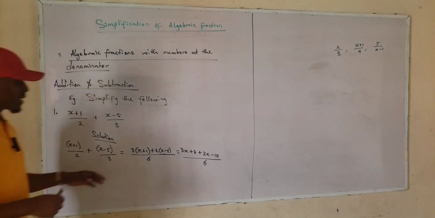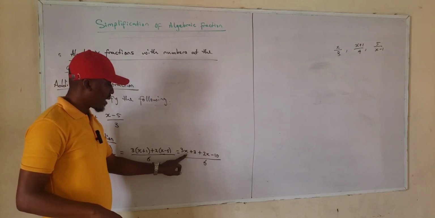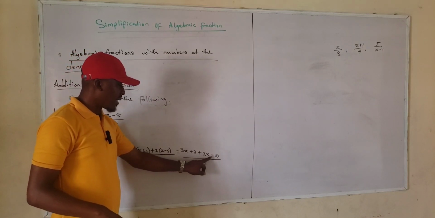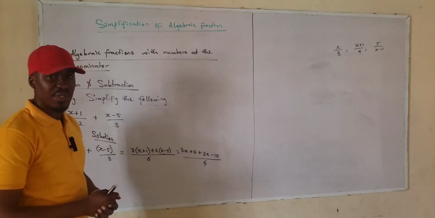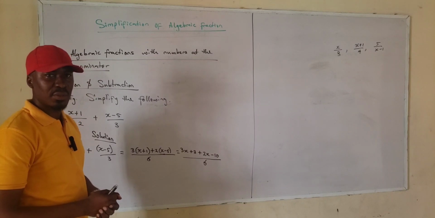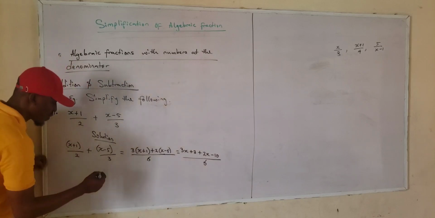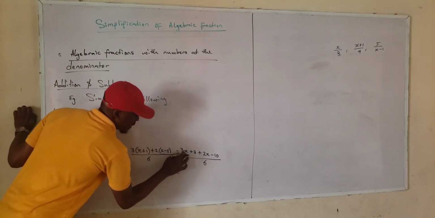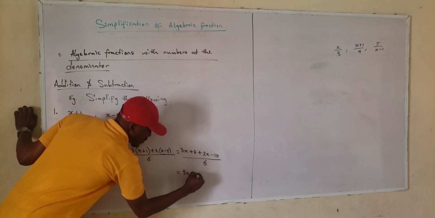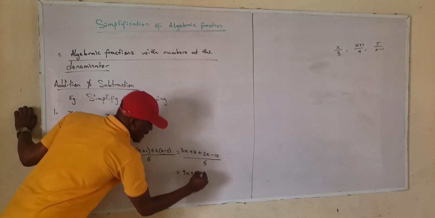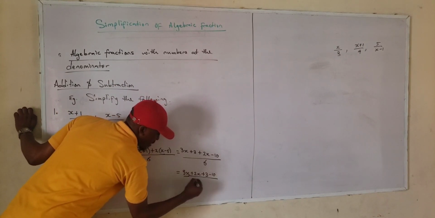Okay, so you can see what we have at the numerator: 3x plus 2s plus 3 plus 2s minus 10. So you gather your unknowns, the algebraic expression together, or you collect like terms. That's what we call collection of like terms. So when you do that, this and this will come together, which is 3x plus 2s, while the numbers will come together, which is plus 3 minus 10, all over 6.